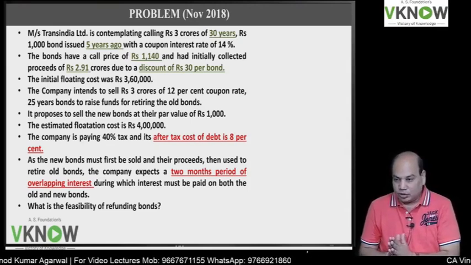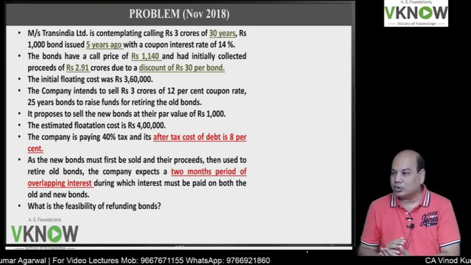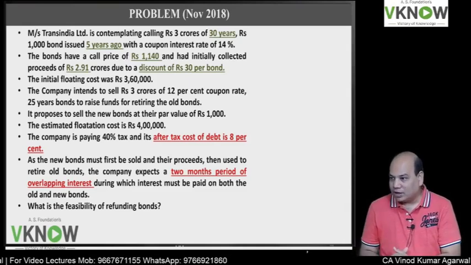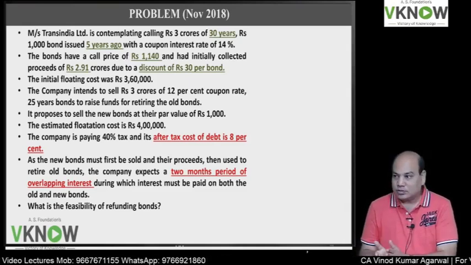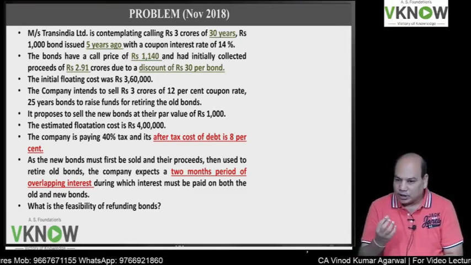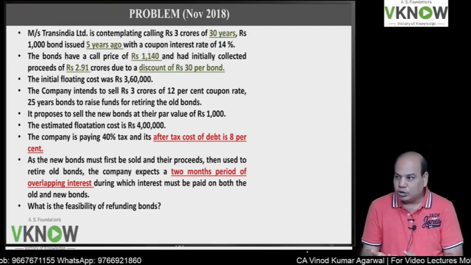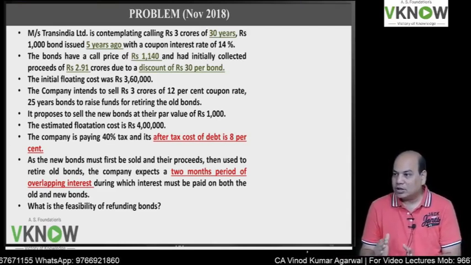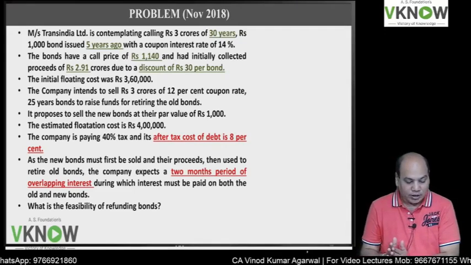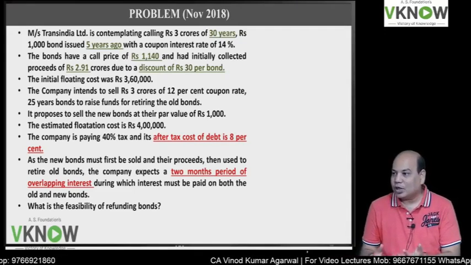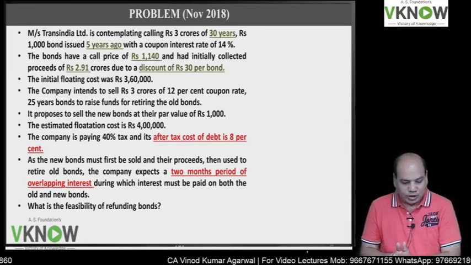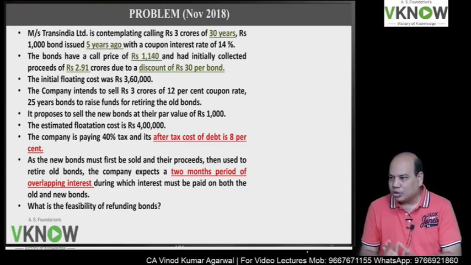Why will a company want to call back the bond? When they had issued the original bond, the interest rate was very high. But after some years, the interest rate may have gone down. So now they can call back the old bond and issue the new bond at a lower interest rate, and they can save interest for the remaining period. Sometimes the company may not need a fund. So why keep on paying interest when you don't need the fund? In that case, it will be better to call back the bond.